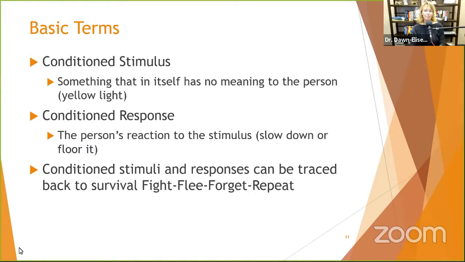Conditioned stimuli and responses can be traced back again to that fight, flee, forget, and repeat sort of scenario. Something triggers your fight or flee reaction. That means there's a threat. You either need to fight it or get away for survival. Forget means it's just not even worth responding to. And repeat is the let's do that again because that's good for survival, such as eating.